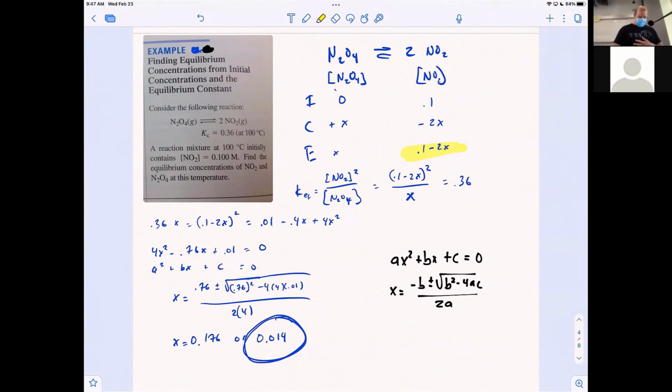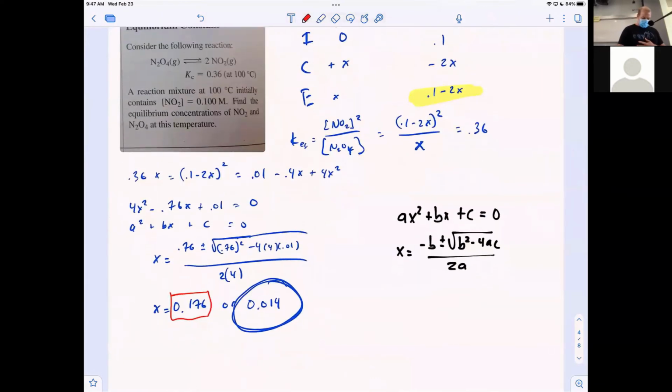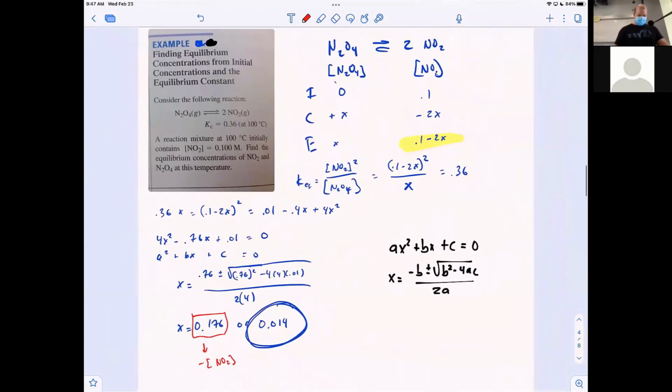If you use this root, it results in a negative concentration of NO2. And there is no such thing as a negative concentration. Therefore, that one is wrong. You have to throw that one out, and you can only use x equals 0.014.